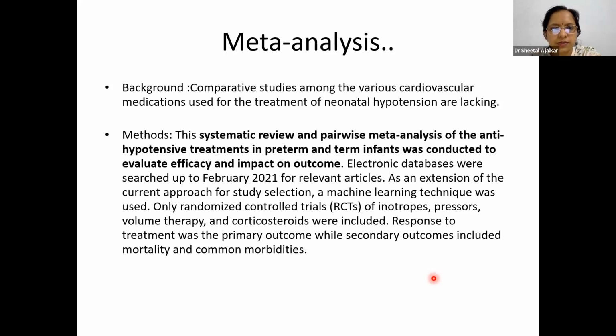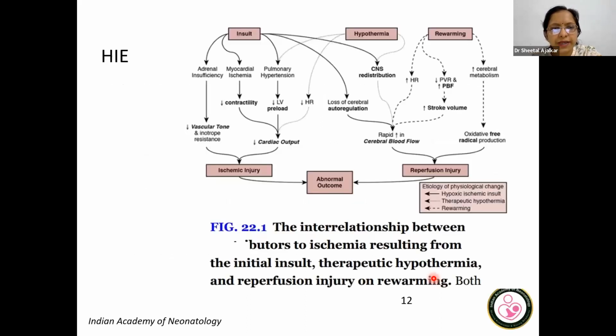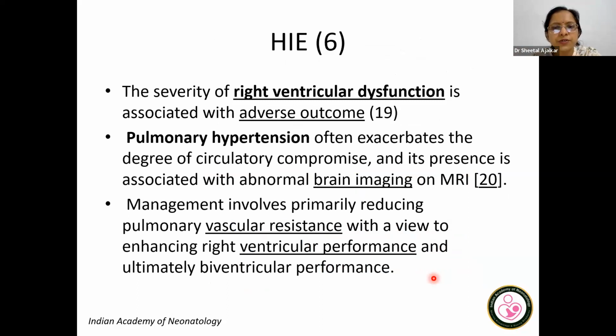but they can be used in specific disease states or flow states, or the clinical condition. So coming to the disease states, HI: we know in HI there is pulmonary hypertension, there is myocardial dysfunction, and there can be an element of adrenal insufficiency also. Also, when the baby is treated with hypothermia, there will be increased peripheral systemic vascular resistance. There will also be CNS redistribution, and there will be effects during rewarming. In HI, right ventricular dysfunction is associated with adverse outcomes. Pulmonary hypertension often exacerbates the degree of circulatory compromise, and its presence is associated with abnormal MRI of the brain.